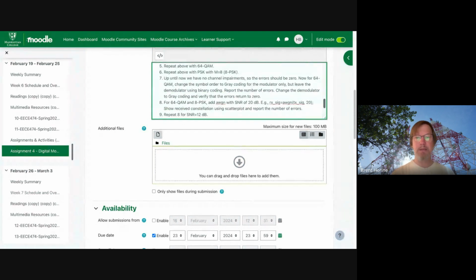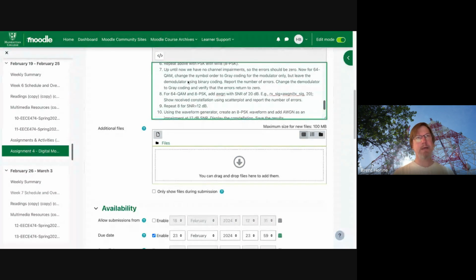A couple of caveats here. In number 7, I ask you to change the transmitter to gray coding, but leave the receiver demodulator using just straight binary coding, where it just assigns the symbols in bit order instead of the gray coding that we talked about last week. So that mapping now is going to be very different, and you should get a bunch of errors.